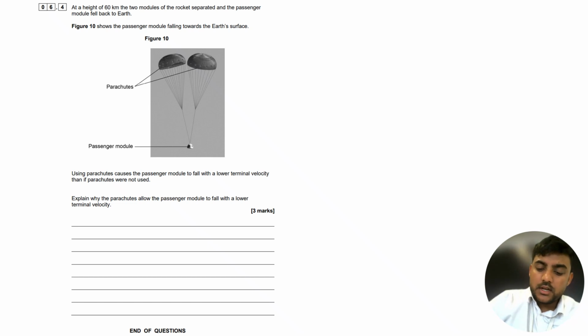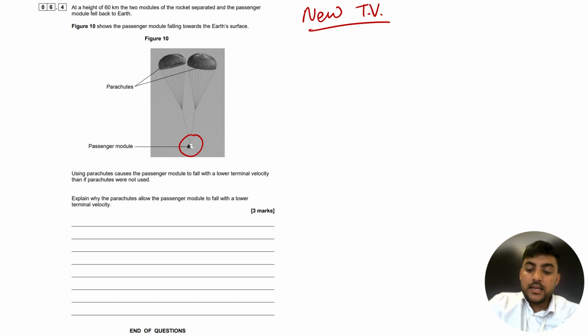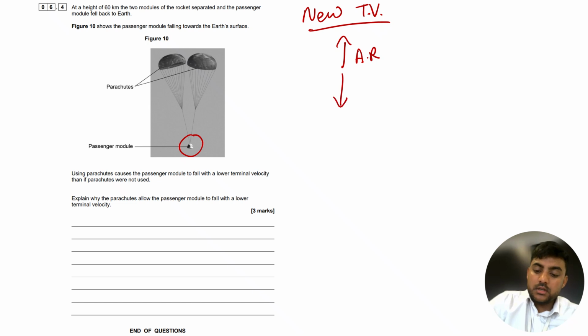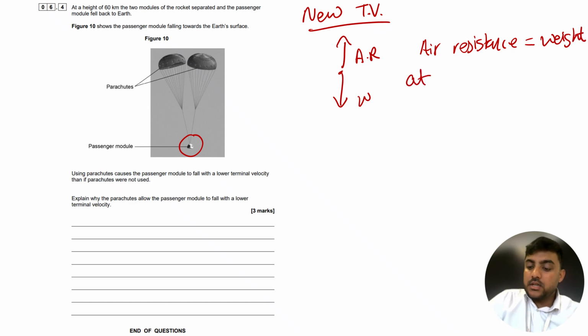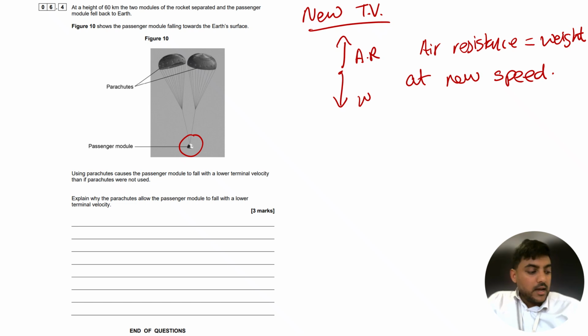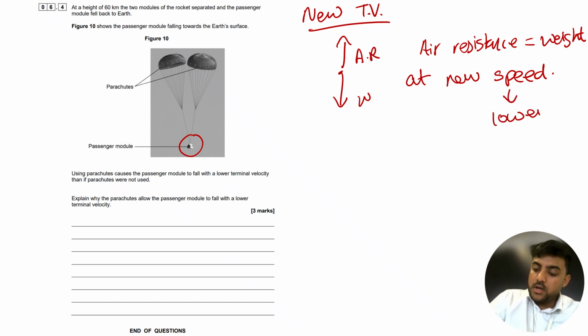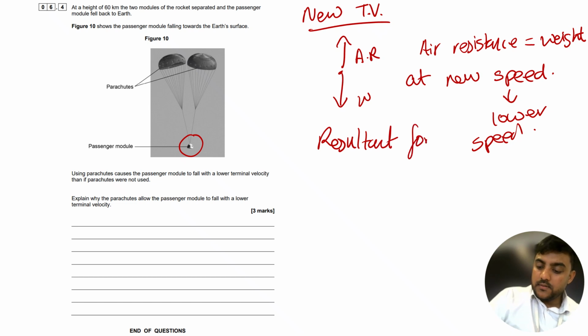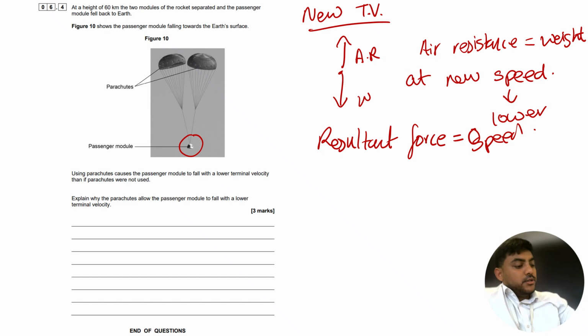The second stage is, in the first stage, it reaches a terminal velocity. So if it was just this on its own, it will have reached a terminal velocity. And then with the parachutes, it will have reached a new terminal velocity. Okay? At this new terminal velocity, the air resistance is equal to the weight. So air resistance equals weight at new speed. Okay, which is a lower speed. So what you have to say is, if this is the same, the resultant force equals 0. Okay, so parachutes increase the area, so there is the same air resistance at a lower speed, so the resultant force at a lower speed with the parachute open is 0.